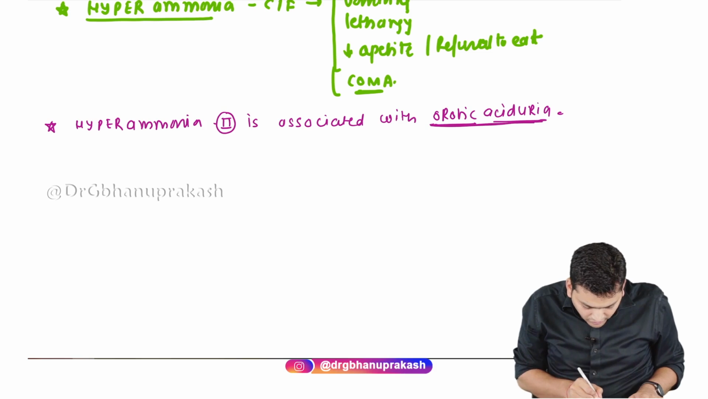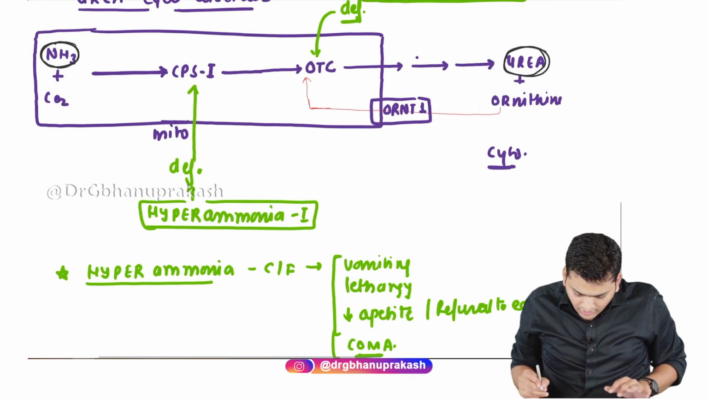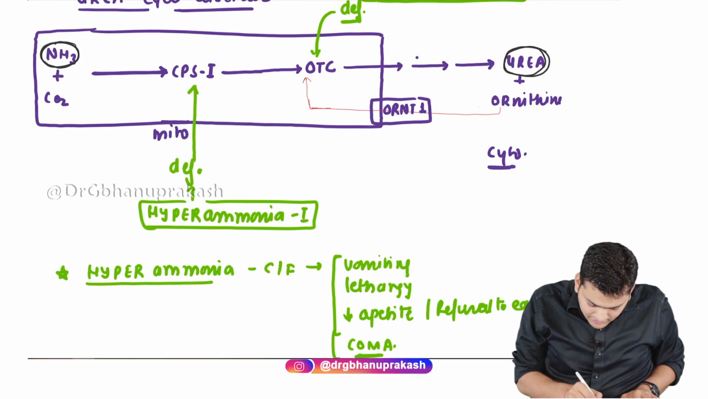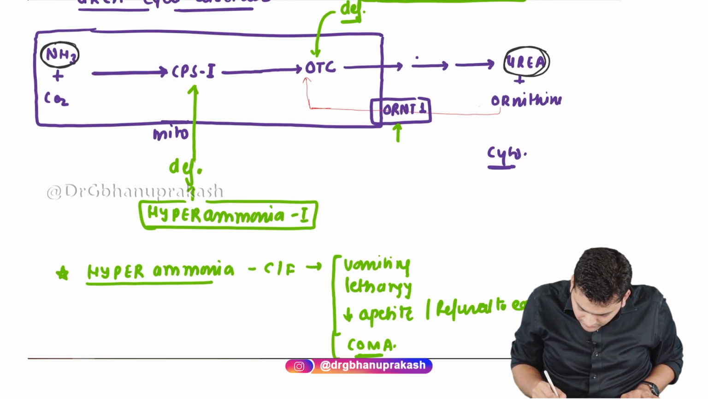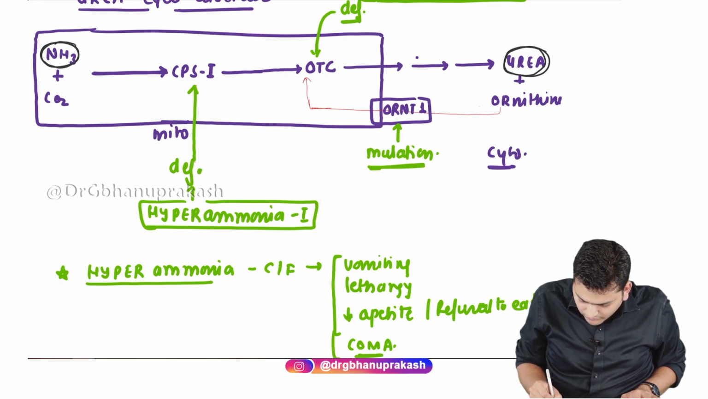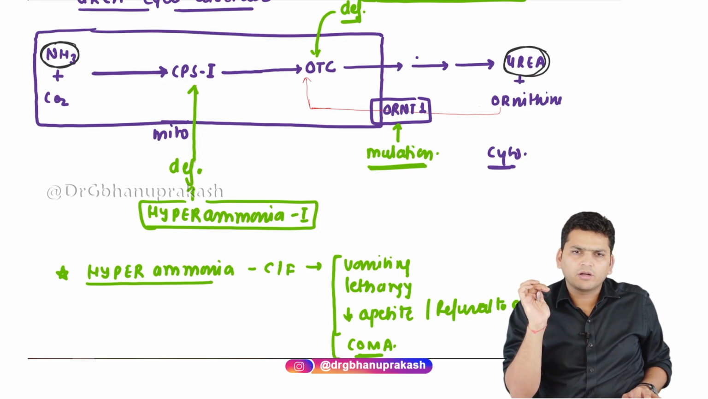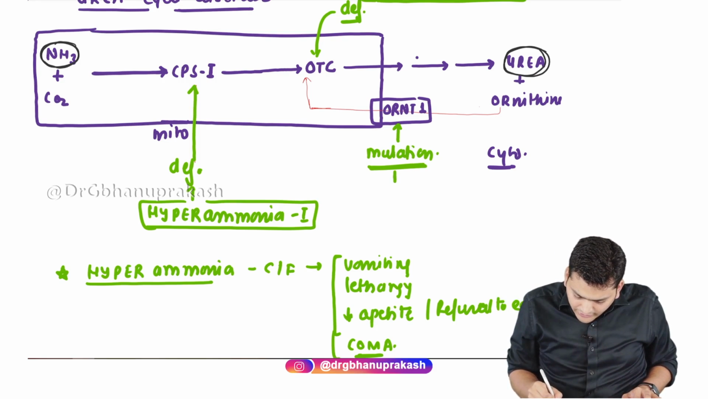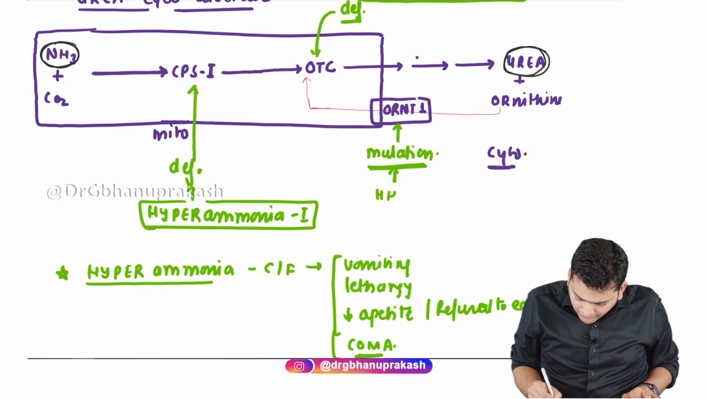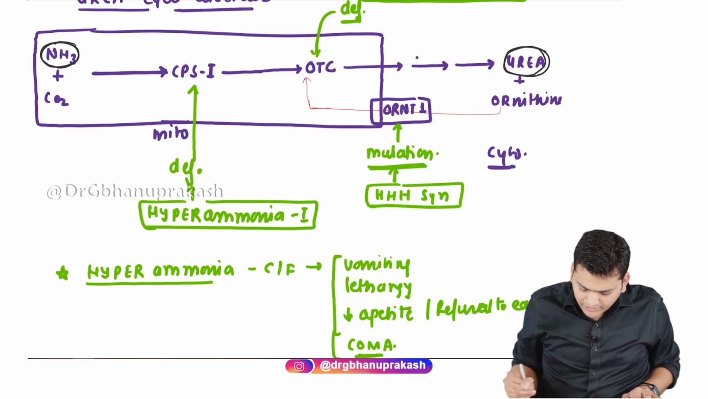There is one more disorder that we should know in the urea cycle. Let's see in the same flow chart. If there is a mutation in ornithine transporter 1, the ornithine will not go inside. If the ornithine will not go inside, the step 2 will not occur, right? So again, it will lead to hyperammonia, but this time it is referred to as triple H syndrome.